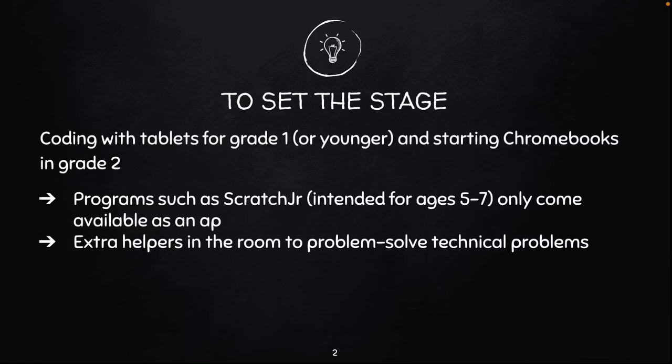To set the stage, for the sake of clarification, I'm going to start this presentation with the preface that, from my own experience, I would highly recommend coding with tablets for grade 1 or younger and starting Chromebooks in grade 2. Not only do programs such as Scratch Junior, intended for ages 5 to 7, only come available as an app and thus not available for computer usage. But the introduction of the computer in the classroom in grade 2 means that at least a few of your students will already be familiar with the computer from their own home usage, and thus there are extra helpers in the room to problem solve technical problems with friends, such as where to find the period on the keyboard.